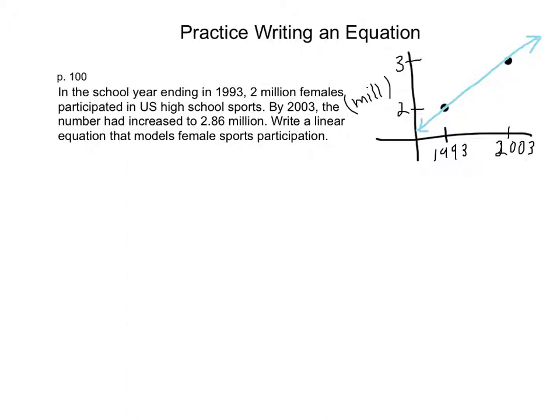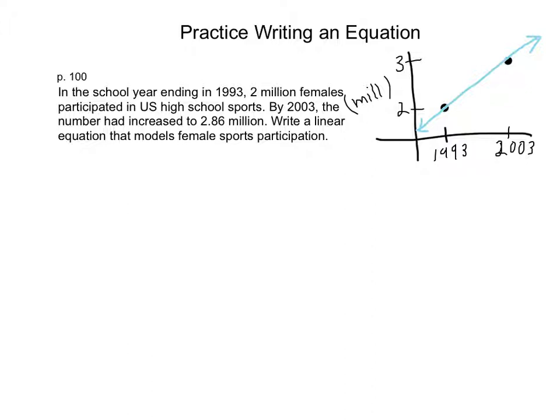We're going to practice writing an equation based on a word problem. This is on page 100 of your textbook: in the school year ending in 1993, 2 million females participated in U.S. high school sports. By 2003, the number had increased to 2.86 million. Write a linear equation that models female sports participation. Now that we've learned point-slope form, we'll be able to apply this to this word problem. It was important that we learn that form because we will not be able to use slope-intercept form for this, as you can find out. First, let's go through the problem.